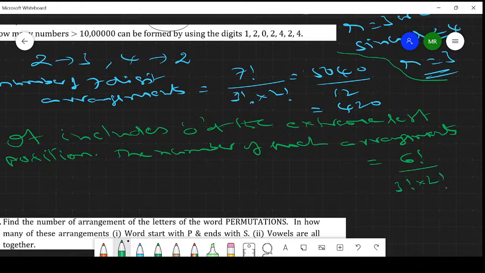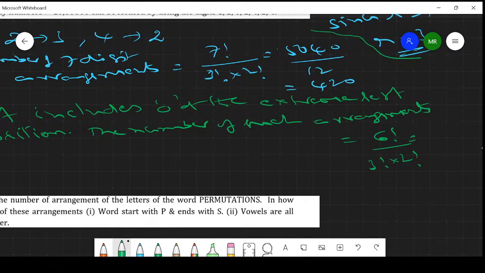You simplify: 720 by 12, it will come 60. I hope you understood this. So that means when 0 is in the first position, extreme left position, we get 60 numbers. I should remove these from 420, 420 minus 60. Therefore, the required number of numbers is equal to 420 minus 60.